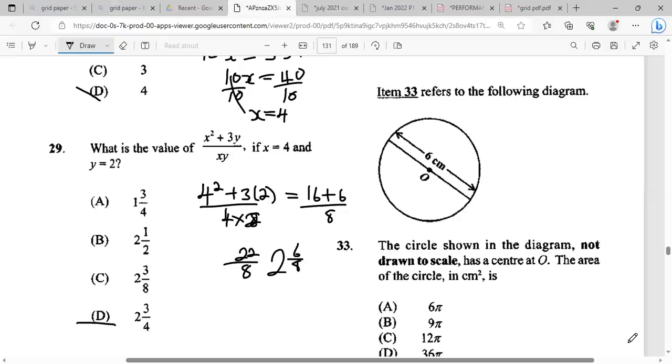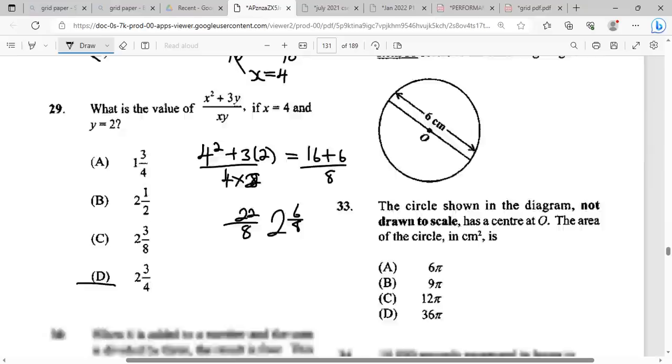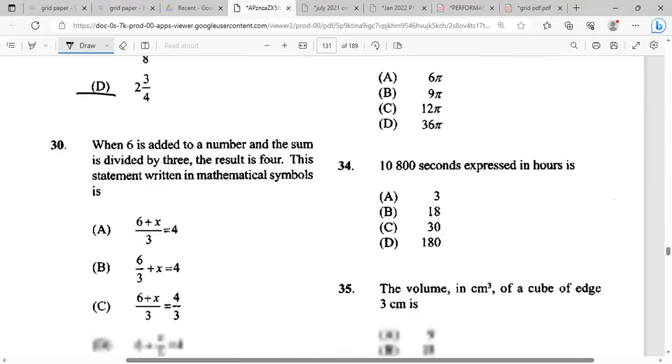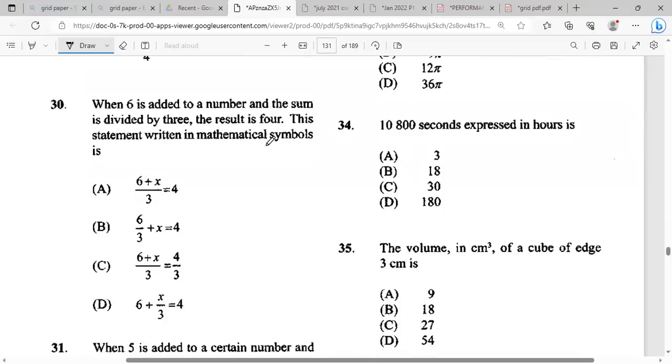All right, as I say, we are halfway there. Let's go, let's go. When 6 is added to a number and the sum is divided by 3, the result is 4. So 6 is added to a number, the result, which of these?